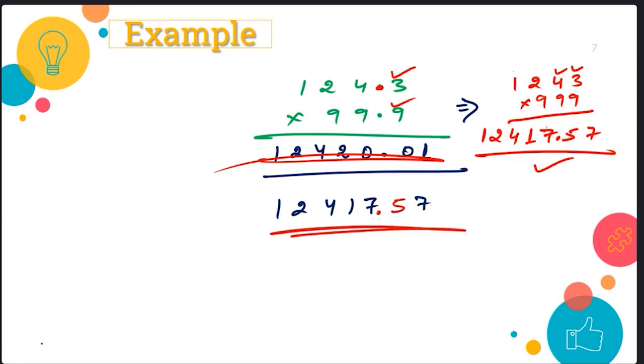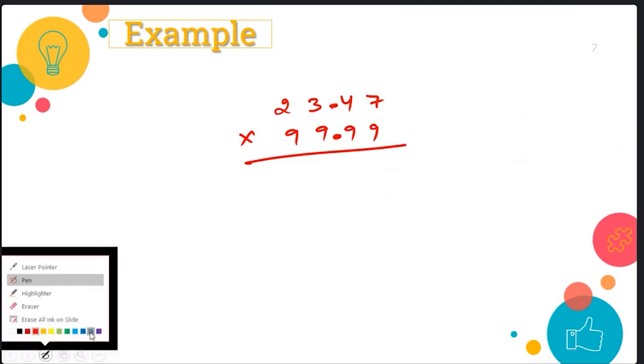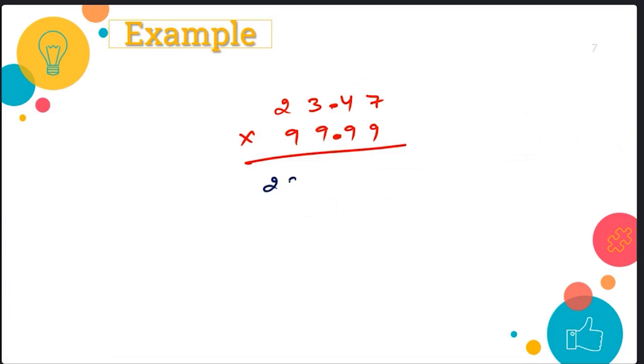Got it? Okay, let's go. Because a lot of people had confusion, I will take one more example. 2347 multiplied by 999, but you have a decimal this time here and here. Do it, everyone. 2346.7653. Oh, very good. What is the answer? It's an 8 digit answer.